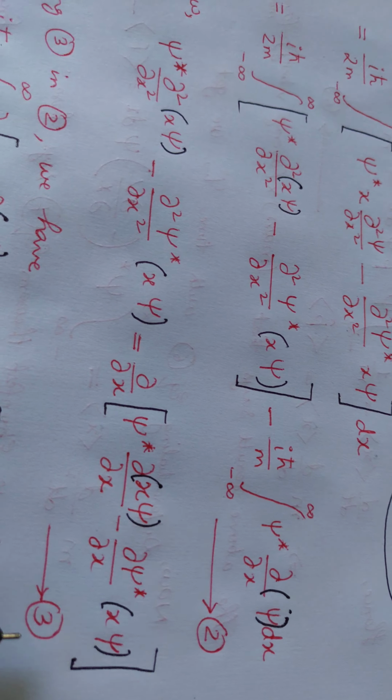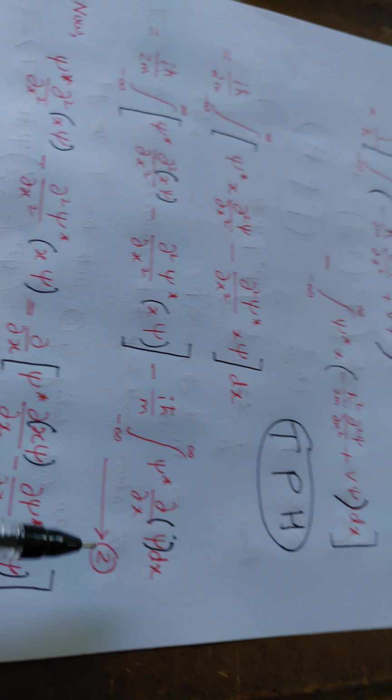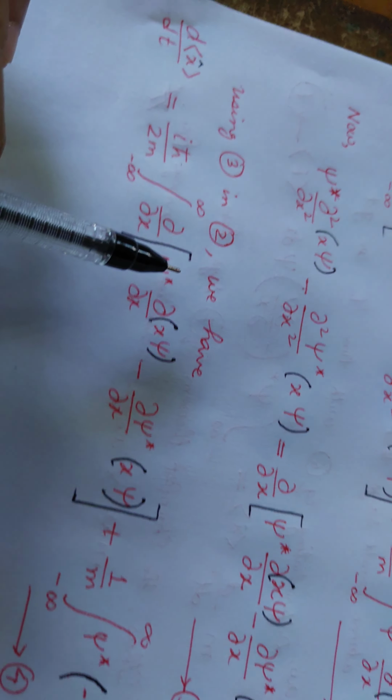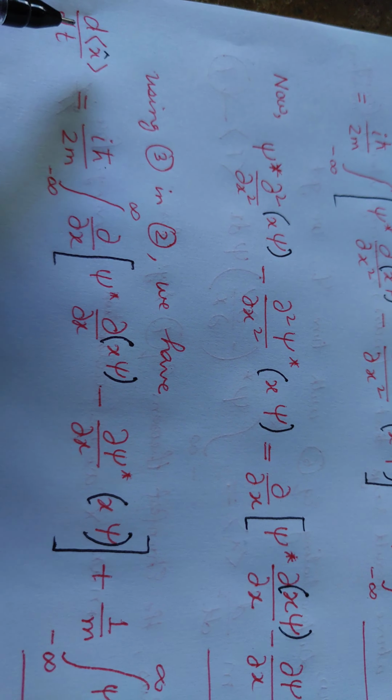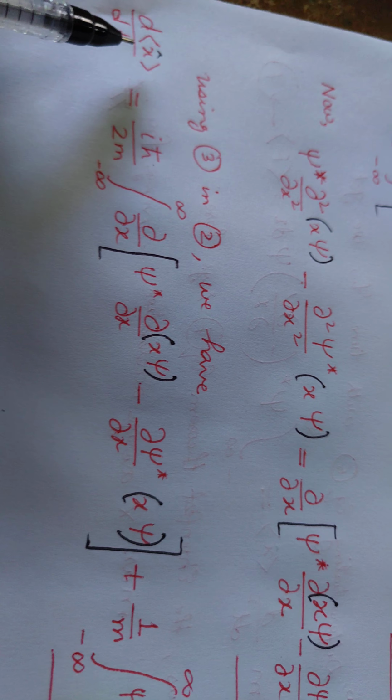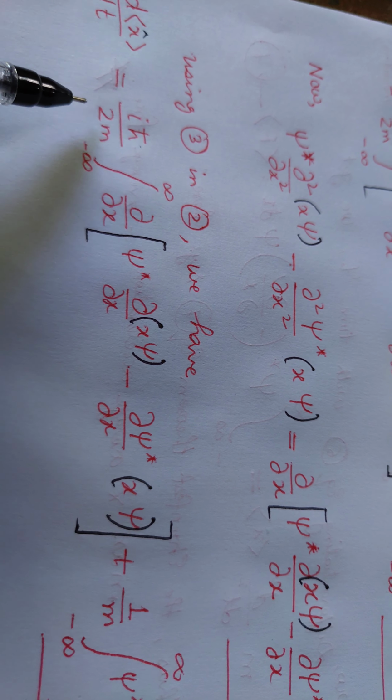So I have given equation number 3, that was equation number 2, and 1 was somewhere here. So if you use 3 in 2, what you get is this. The time variation of the expectation value of the position operator is i h cut by 2m.